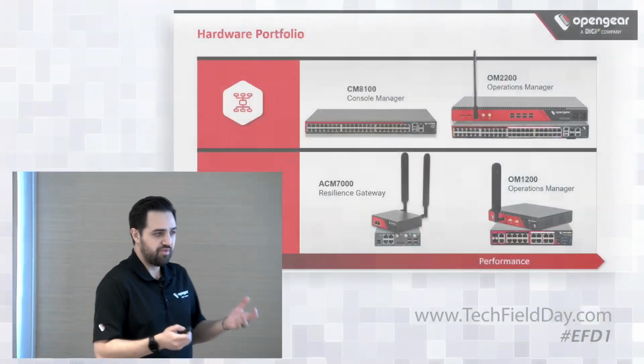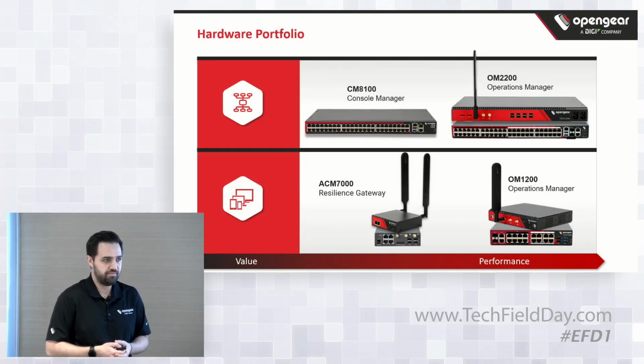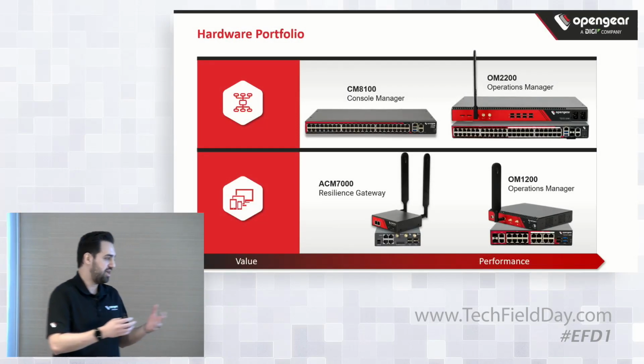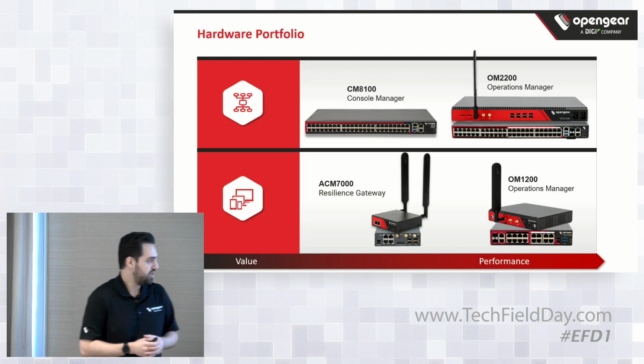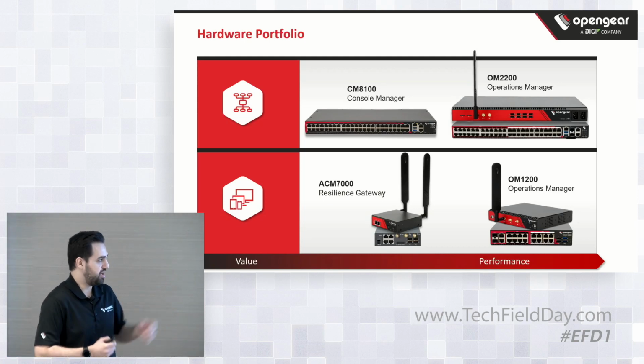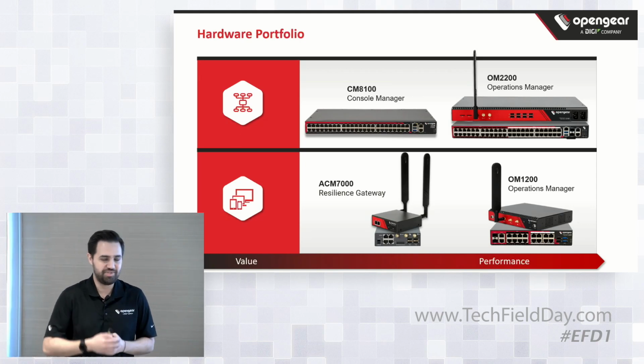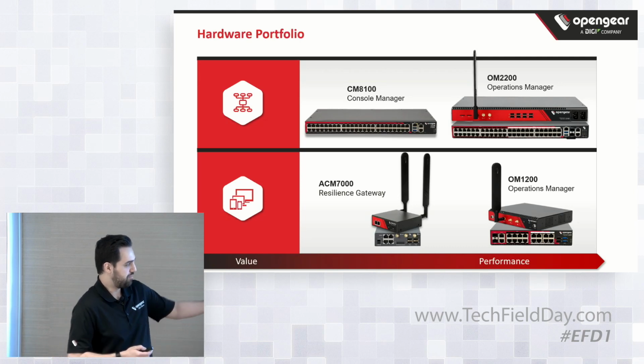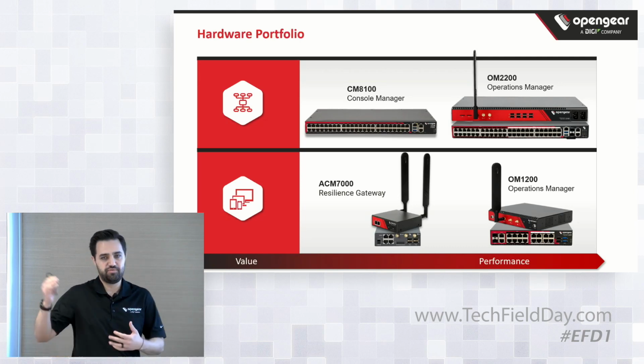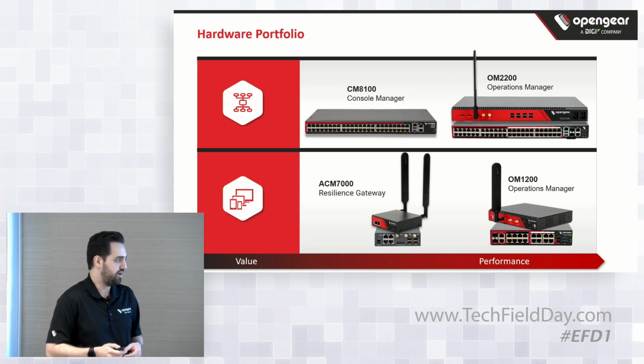Quick overview of our hardware. So essentially, the way we look at it is you have your performance-based appliances, which are your operations managers. They are based on a platform. They do a great job with most, if not all, Docker containers. You can put in your own custom Docker containers. And they have the capability to be anywhere from 8 to 48 serial ports with a variety of Ethernet port density from 4 all the way to 24 Ethernet ports.